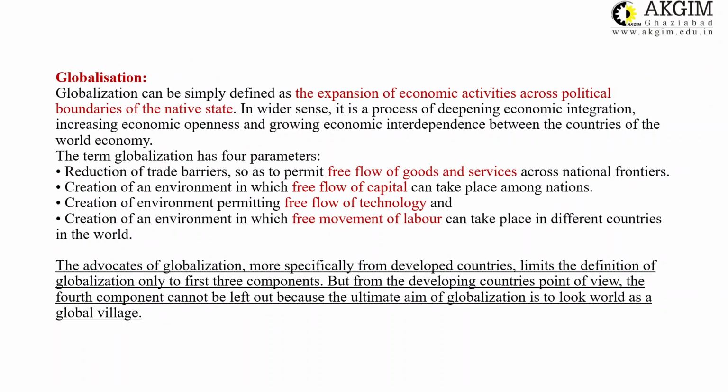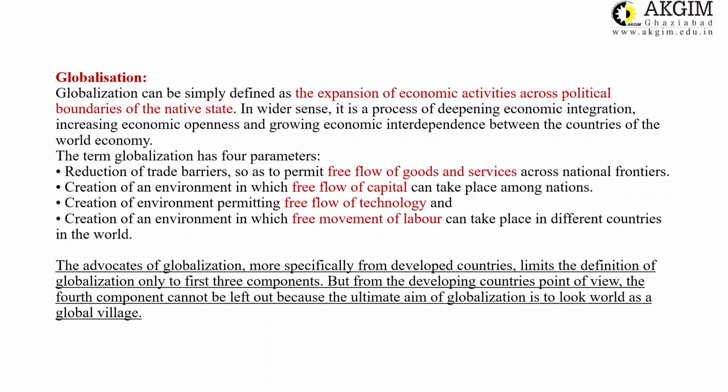Then the next important component of global integration is globalization. Globalization really helps to expand economic activities around the world. To check globalization, there are a total of 4 parameters. Whenever there is a reduction of trade barriers, with free flow of goods and services across national frontiers, that is the first important parameter of globalization. There is free flow of capital in the whole world, free flow of technology, and free movement of labor. So it all depicts globalization in the whole world.